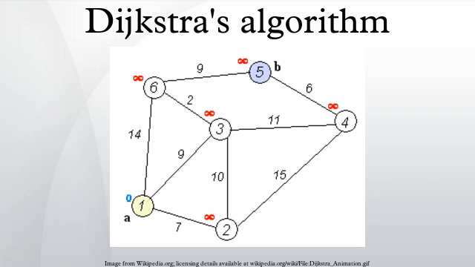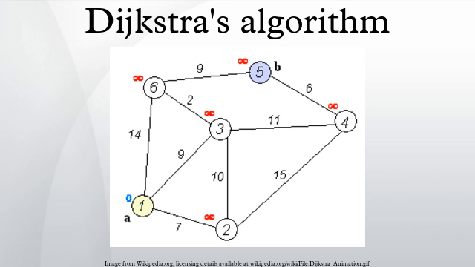For a given source vertex in the graph, the algorithm finds the path with lowest cost between that vertex and every other vertex. It can also be used for finding costs of shortest paths from a single vertex to a single destination vertex by stopping the algorithm once the shortest path to the destination vertex has been determined.